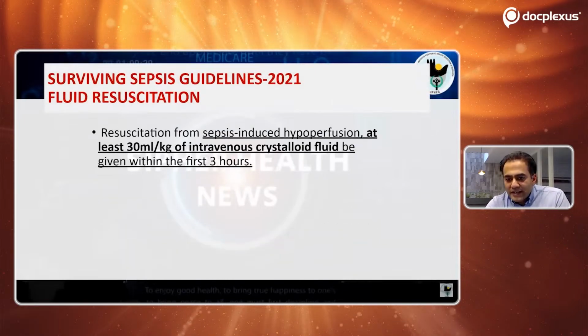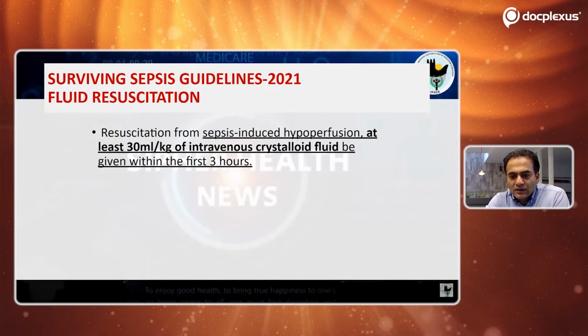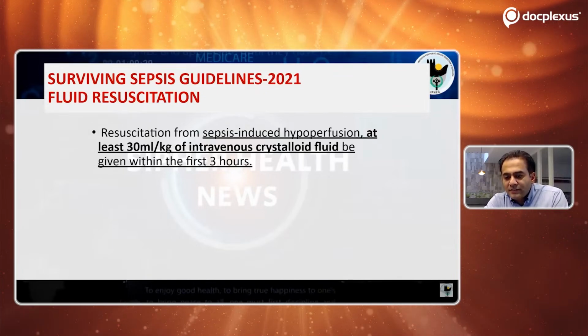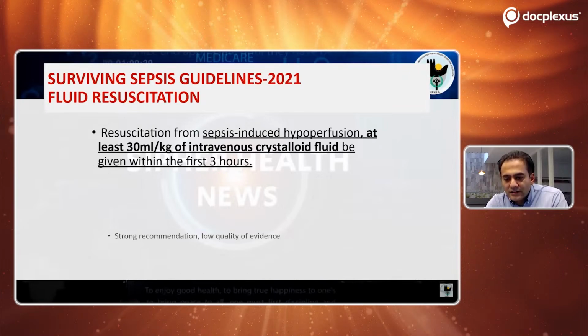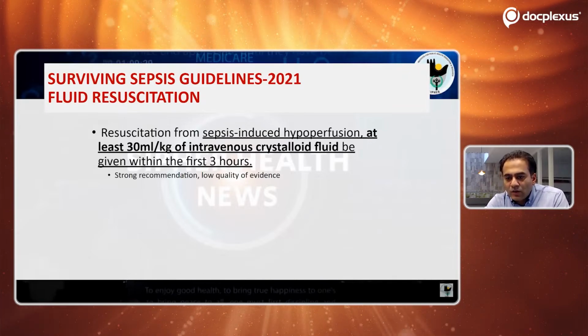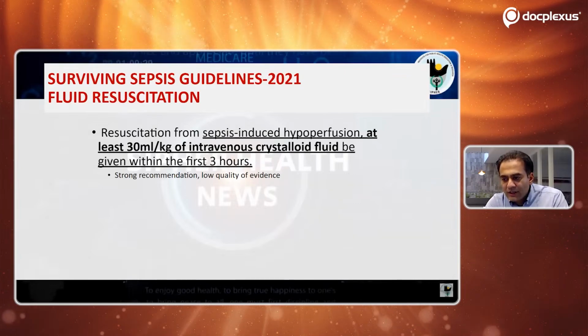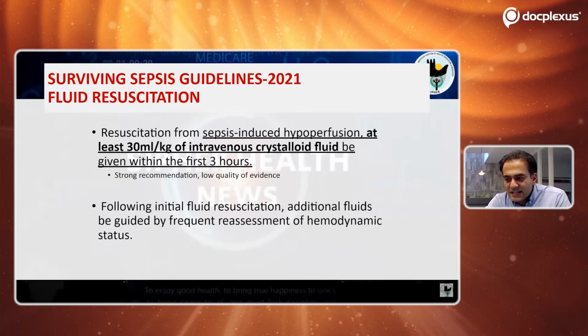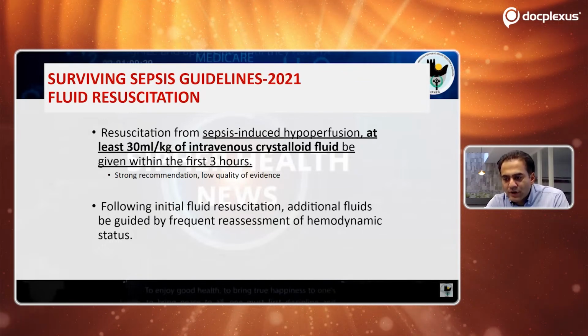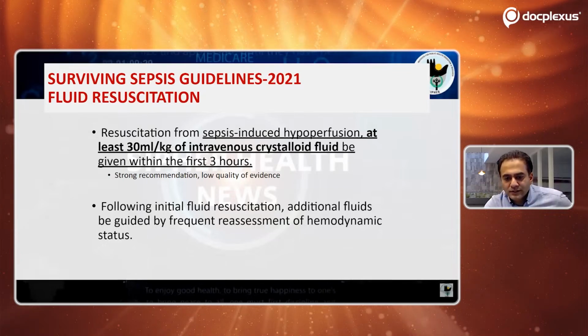Now moving on to the next thing, that is fluid resuscitation. For resuscitation from sepsis-induced hypoperfusion, we start fluid with 30 mL per kg of intravenous crystalloid fluids that needs to be given within the first 3 hours. So it is a strong recommendation now. We have to use balanced salt solution, that is crystalloids, starting at 30 mL per kg. And following initial assessment, we have to periodically assess if the patient requires more fluid or not. So this is what they have told. Start with 30 mL per kg, but do assess periodically. Just don't overload the patient with fluids.